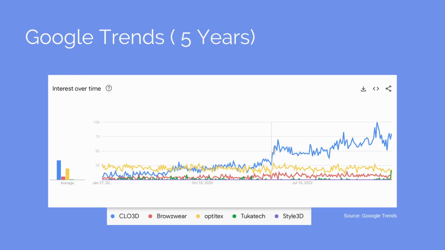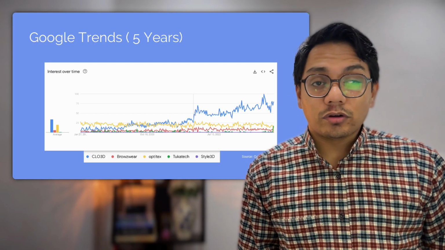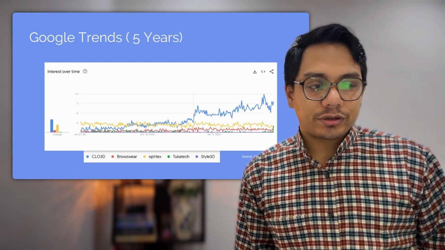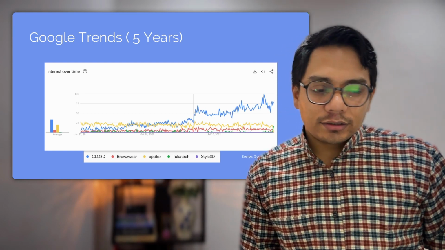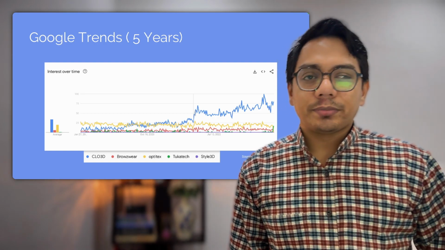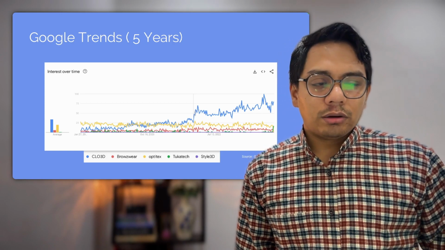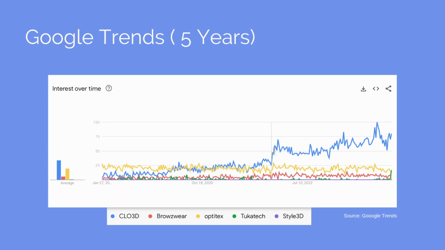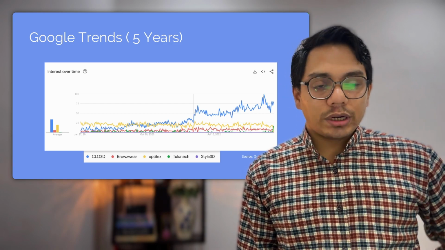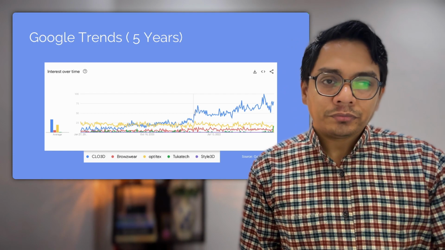In Google Trends, if you can see, after COVID everything was very flat. By the way, Clo was gaining a little bit of popularity at that time. But right now, Clo has huge interest. One thing that is a little weird for me is Browzwear, because I think Browzwear is a pretty good software. The interest over time is very constant. So in terms of Google Trends and interest, I think Clo 3D is definitely winning the race.